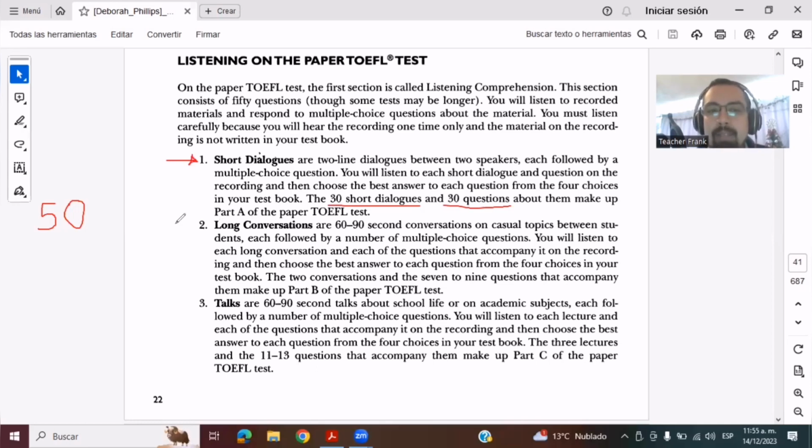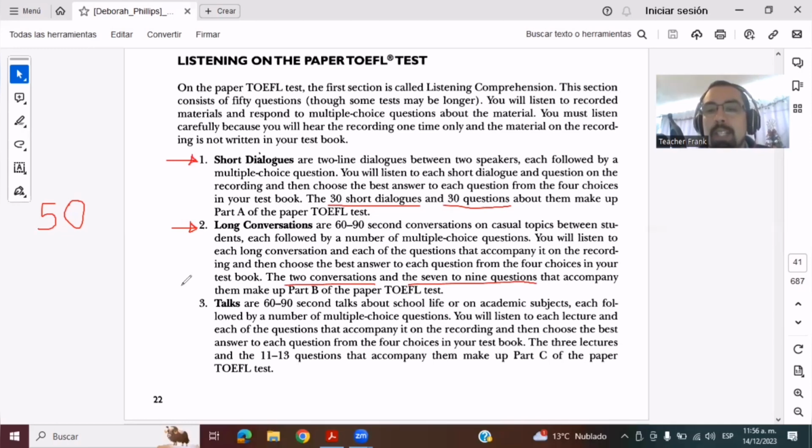Okay, now that's the first part of the listening. The listening part divides itself into these 3 parts. The first one, short dialogues. The second one, long conversations, where you're looking at 60 to 90-second conversations on casual topics between 2 people. In this one, you will listen to each of the long conversations and answer questions. So it says there are about 2 conversations and 7 to 9 questions that accompany this in part B of the TOEFL listening section. So 7 to 9 questions, we're already looking at 37, 38, 39 questions.